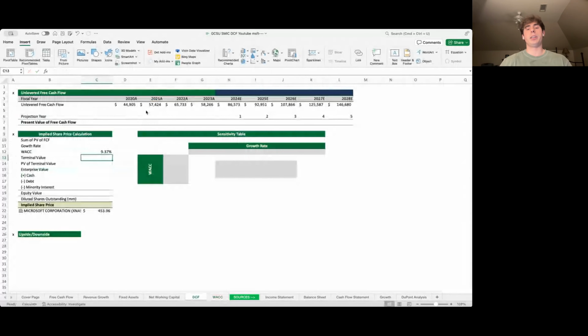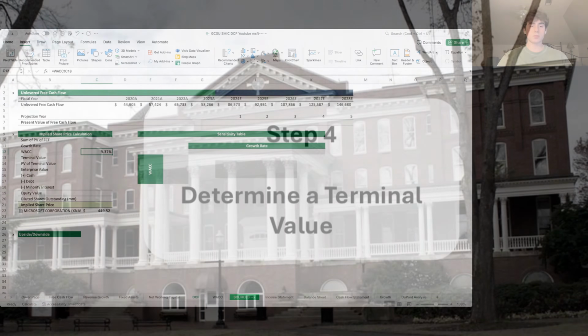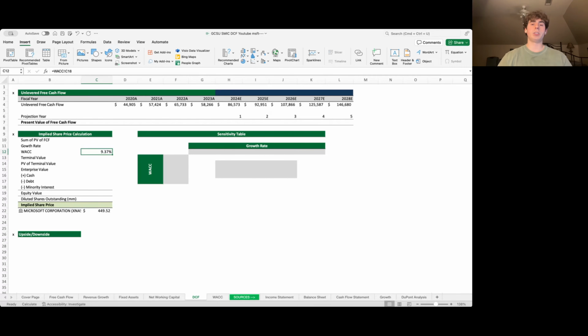And with this, we can get started with step 4. Step 4 is determine a terminal value. The terminal value is the value of the company after the projection period. All we need is a growth rate to begin solving for this. Now for Microsoft, I'm going to use a growth rate of 5%, which is a little high, but since Microsoft is the largest company in the world, I think 5% works best.